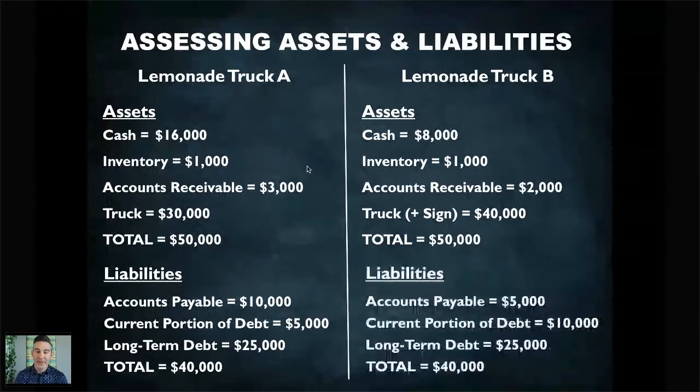And then we have our liabilities. Accounts payable is $5,000. Current portion of debt is a little higher, $10,000. Maybe he got a more aggressive loan or a higher interest loan or something like that. And the long-term debt is still $25,000. So that adds up to 40.